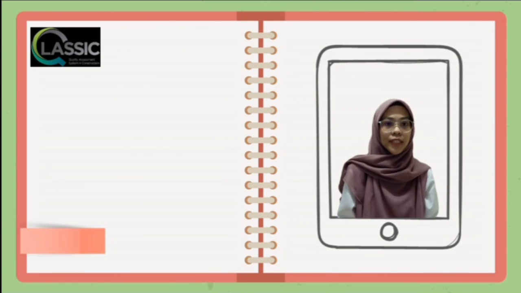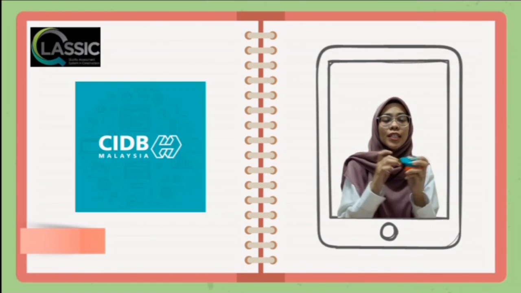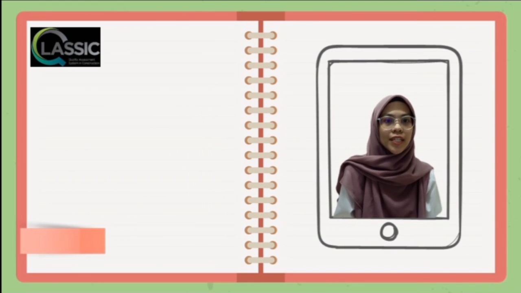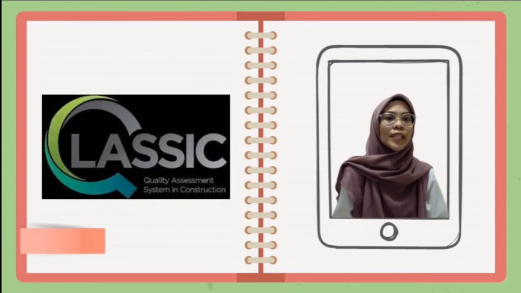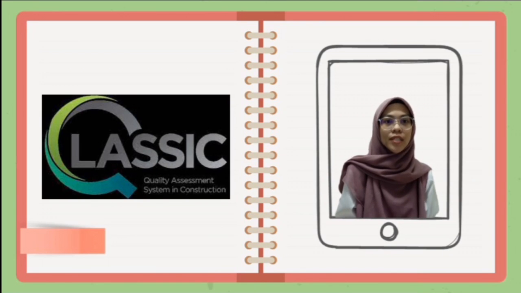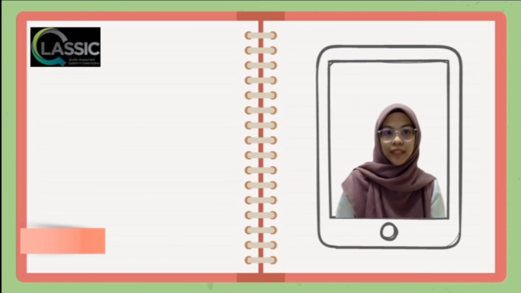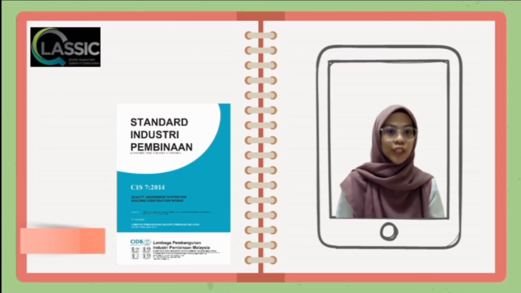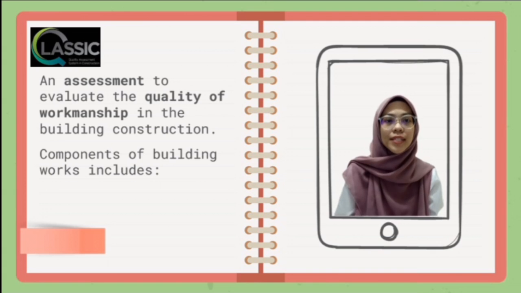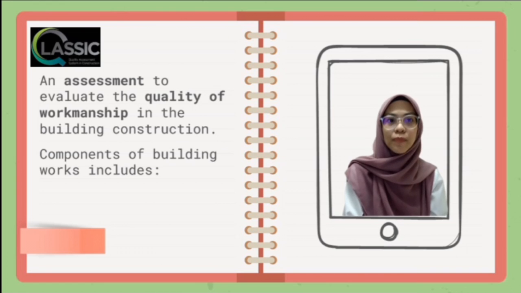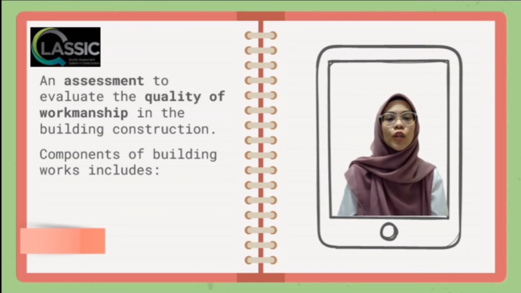Since quality is subjective and hard to be measured, Construction Industry Development Board, widely known as CIDB, has issued a construction industry standard for quality named Quality Assessment System for Building Construction Works, or QLASSIC. Started with QLASSIC CIS 7 2006, now it has been upgraded to the latest version, which is QLASSIC CIS 7 2014. QLASSIC is a method or a system to check, measure, inspect, and evaluate the quality of workmanship for building construction works based on the construction industry standard CIS 7.